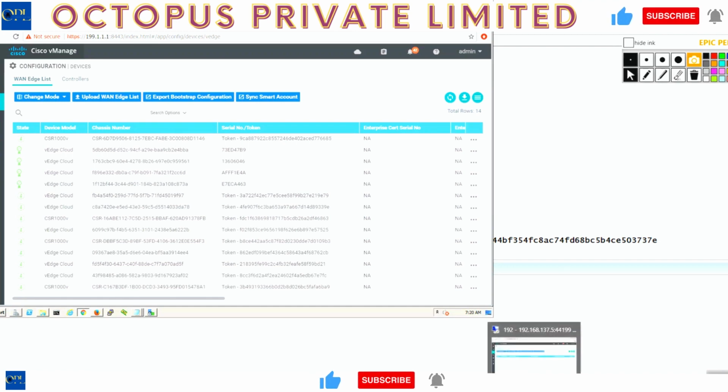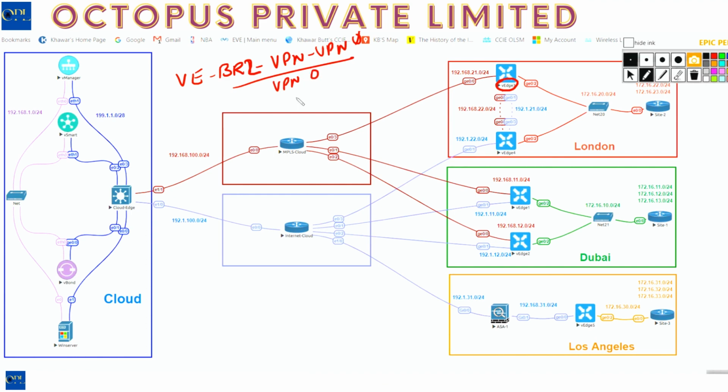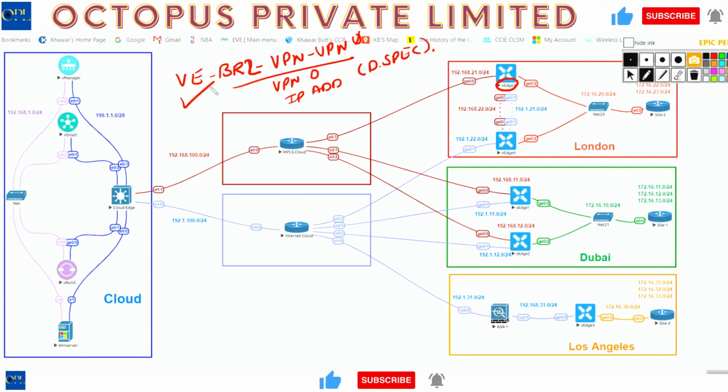Now it's a little tricky over here. So let's go do it slowly. VPN 0 on vEdge3. I'm going to have one VE-BR1, VPN 0, BR2 actually, VPN 0. That's okay because it's going to have the ID of VPN 0 and it's going to have a default gateway which is device specific. So that's okay.